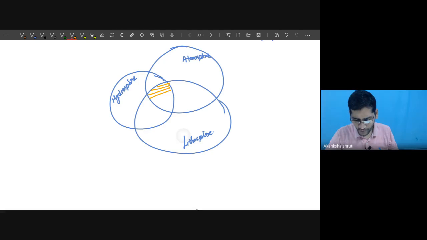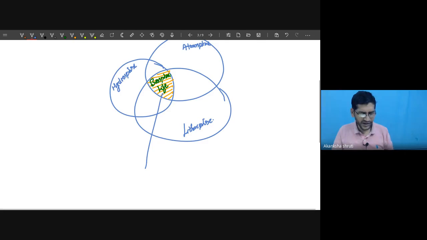So the common region where all these three things exist is called the biosphere. So this is our biosphere. Okay, student? Life can exist in this region only. So this is our life-existing region. For the existence of life, all these three things are required.